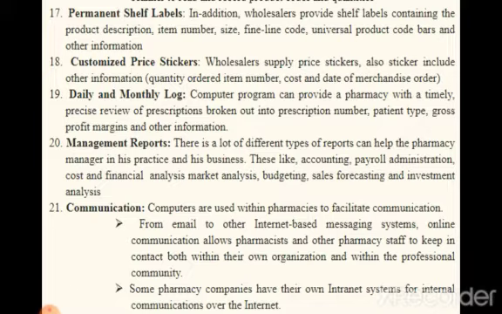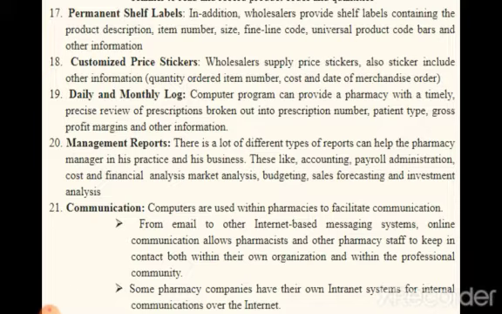Management reports. There are a lot of different types of reports that can help the pharmacy manager in his practice and his business. These include accounting, payroll, administration, cost and financial analysis, market analysis, budgeting, sales forecasting, and investment analysis.